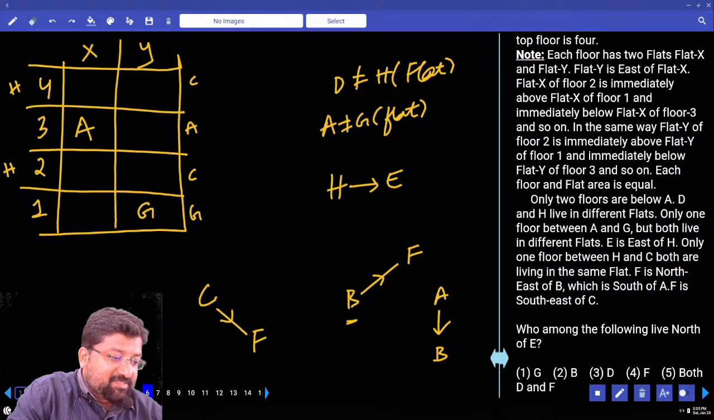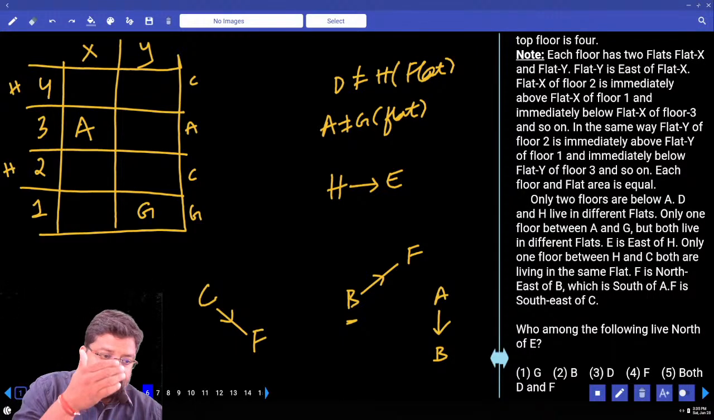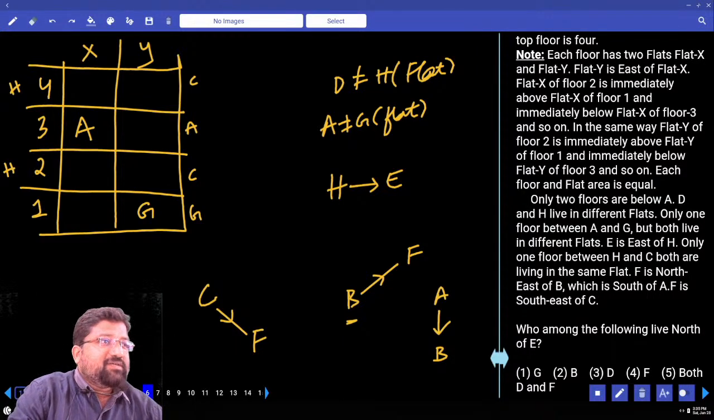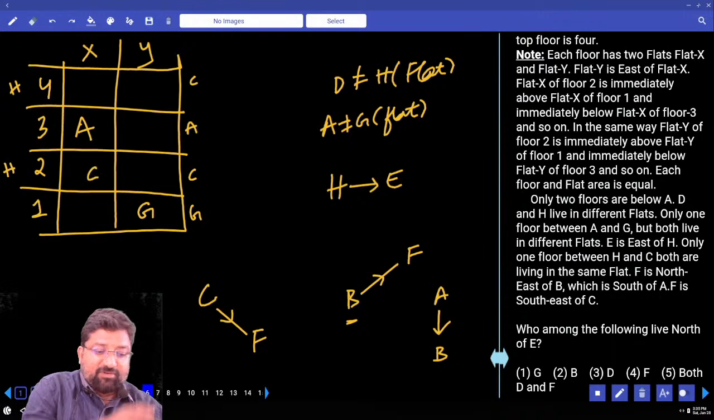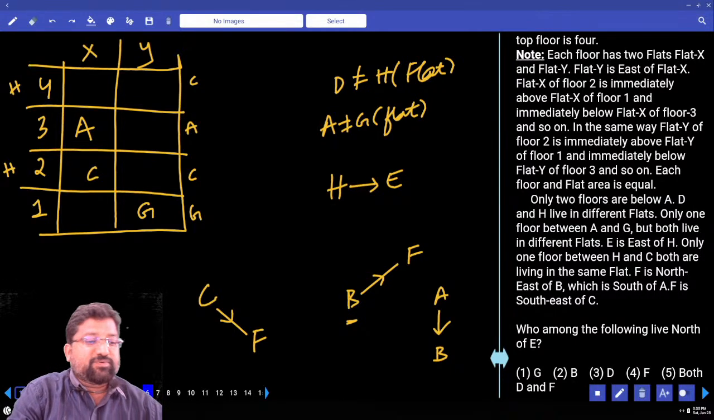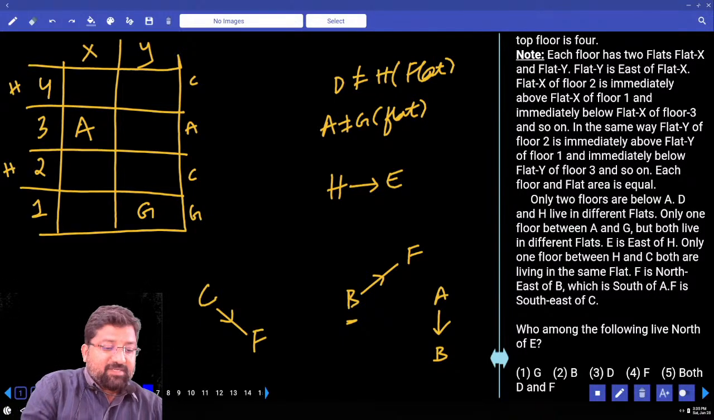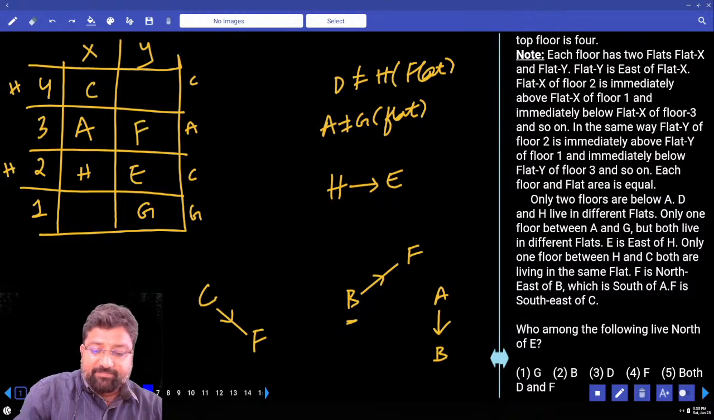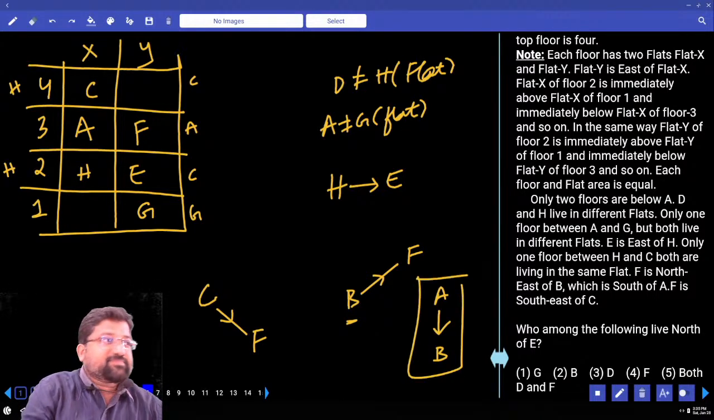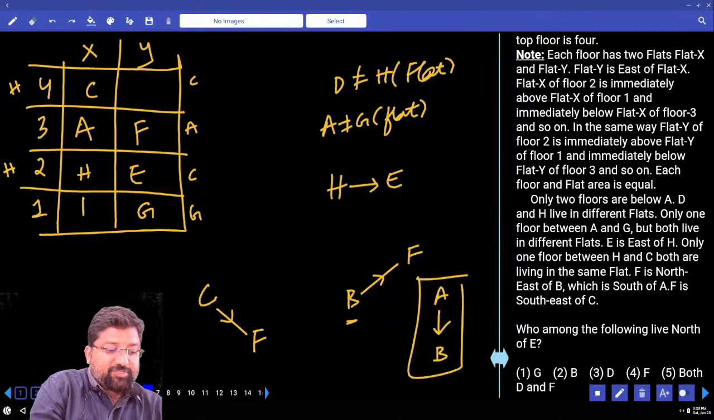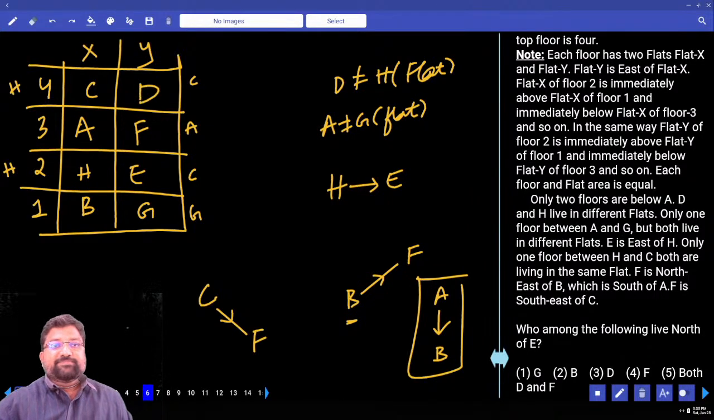As discussed earlier, C can be in the fourth floor or in the second floor. If C is in the second floor, will I get a southeast position for F? No. So this is very clear to us. So this is H and this is E. This is C, southeast of which is F. B is to the south of A. How many possibilities? Only one. And who is left out? D. D for Delhi. Clear?